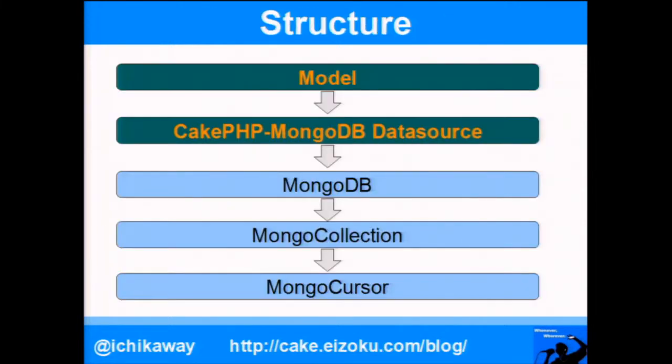This figure shows the structure of getting data. The green part is Cake. The blue box is the Mongo driver part. At first, the model calls the CakePHP-MongoDB data source. Then the data source connects to a MongoDB server with the Mongo class, then selects the Mongo collection, the Mongo table. Finally, it fetches data from the Mongo cursor class.